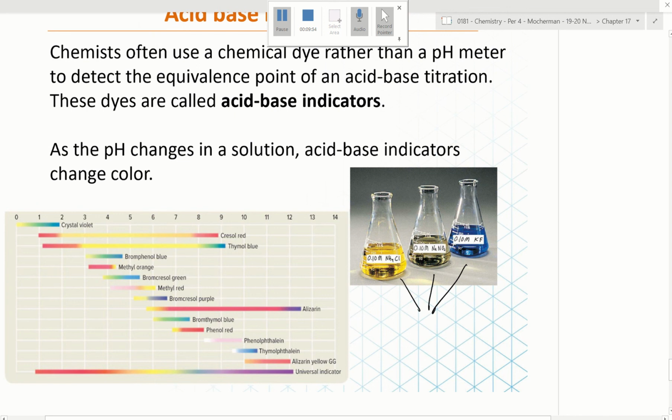You use them in your fish tanks. You use them in pool chemicals. If you've ever tested pool chemicals and you see those color changes, that's an acid-base indicator. It's the exact same thing.